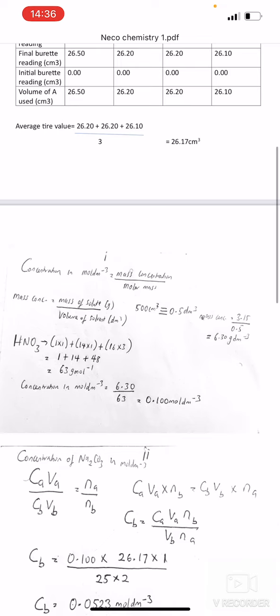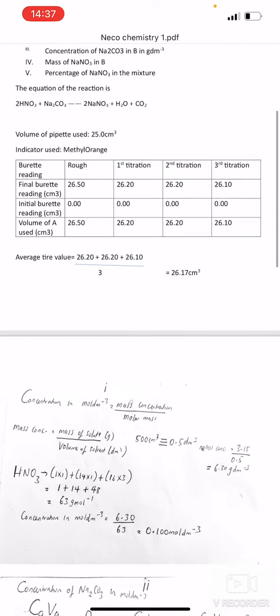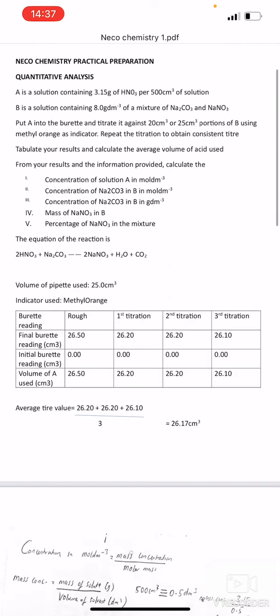So now look at how I got my mass concentration. That is mass of solute over volume of solvent. The solution volume given is 500 cm³, so I converted it to dm³. And how do you convert 500 cm³ to dm³? You divide by 1000. So that is why I have 0.5 dm³.